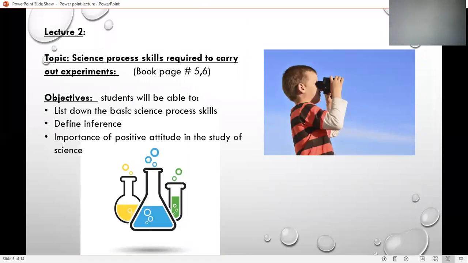After the scientific method, to develop that scientific process, we require some skills. In the scientific method we develop experiments to make it a theory, and then we do the experiments again and again to make it a law. So what kind of skills are we going to require? We are going to list down those basic skills, then define inference and the importance of positive attitude in the study of science. You can find this topic in your book, pages 5 and 6.